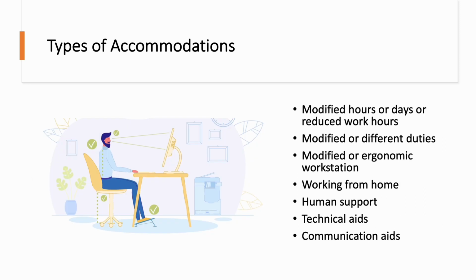Let's quickly review some types of workplace accommodations. Modified hours or days or reduced work hours, modified or different duties, modified or ergonomic workstations, working from home, human support, technical aids, and communication aids.